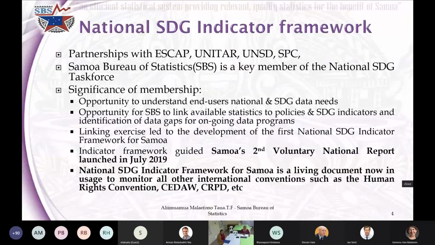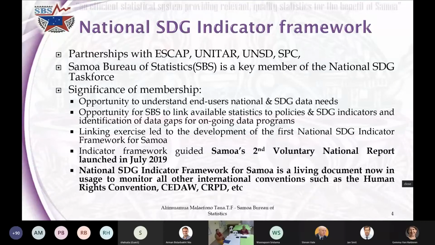I think this has been the topic for many years back now. I think it's becoming old now, but we've been able to have partnerships with ESCAP, UNDP, SPC, in trying to develop an SDG indicator framework for Samoa. We are a key member of our national SDG task force, and the significance of our membership in this SDG task force, like I mentioned before, was an opportunity for us to understand the needs from our end users, and especially the SDG data needs.